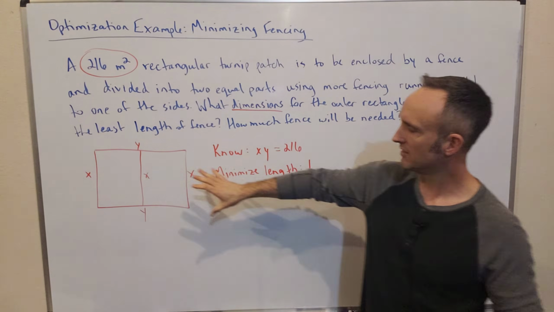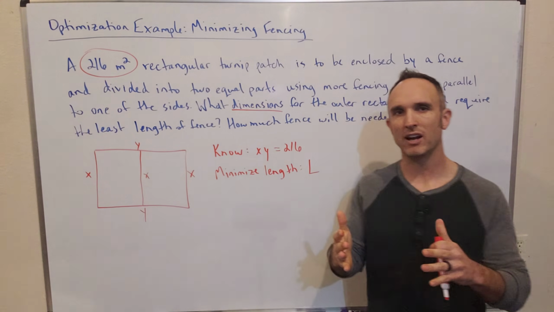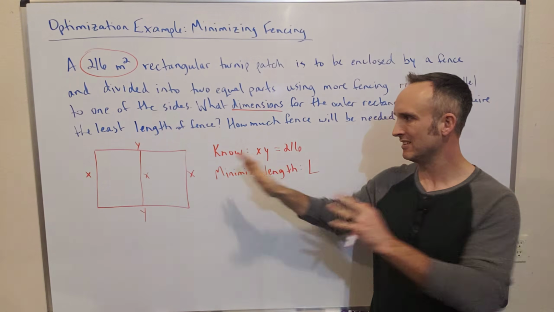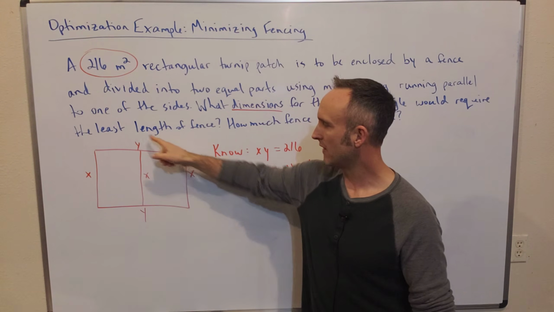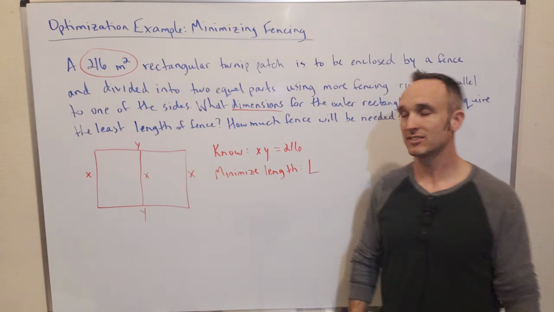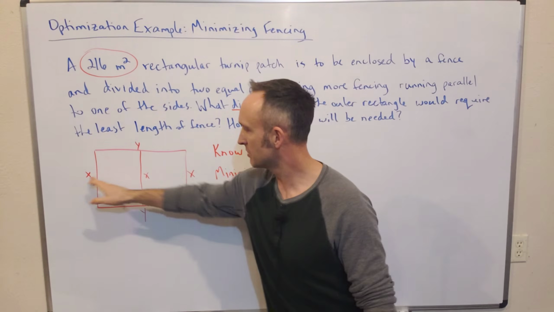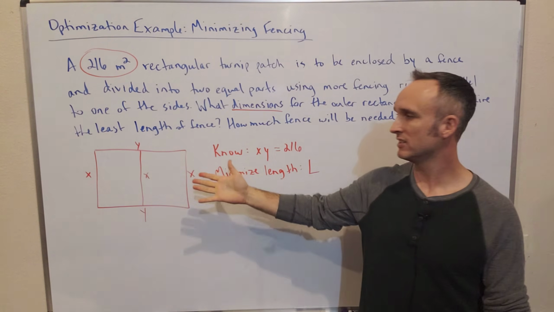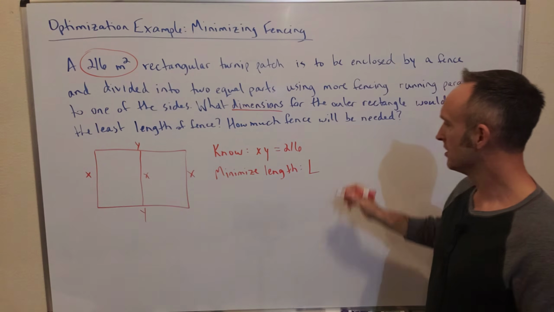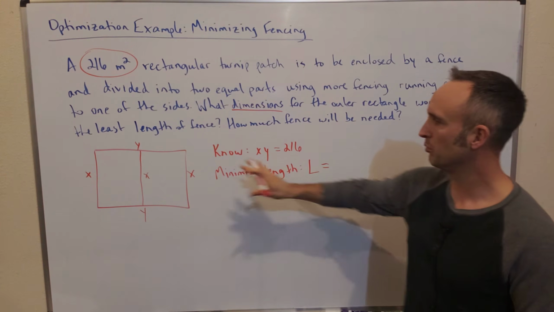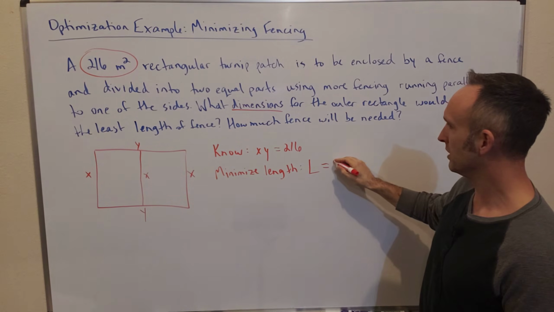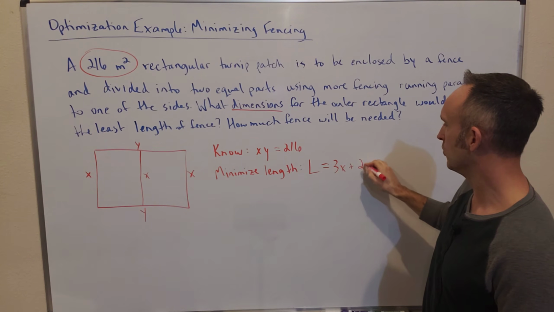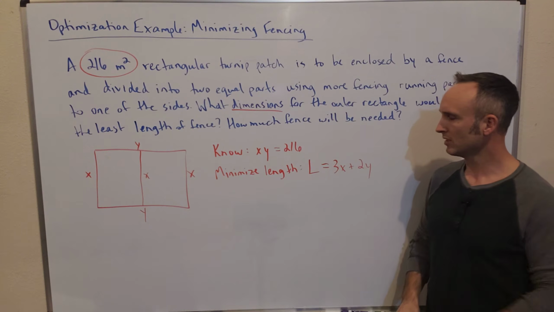So if we look at this picture and we try to figure out how much fence is needed in this picture, we literally just add the 5 lengths. So in other words, x plus x plus x is fence, y plus y is fence. So the length of fence that would be needed for this setup, no matter what x and y are, would be 3x plus 2y, okay?